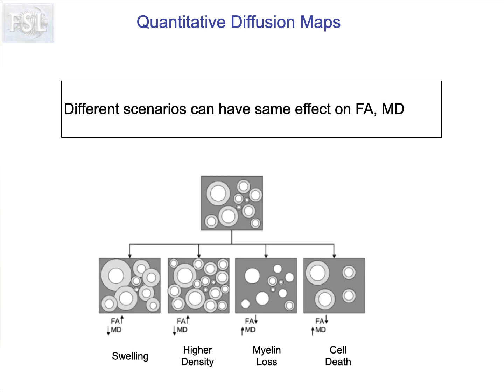But we must always be careful not to overinterpret our results, as these measures are a simplification of reality and an indirect measure of tissue microstructure. There are numerous changes in microstructure that could lead to similar changes in FA and MD. For example, an increase in FA and a decrease in MD could be caused by cell swelling or by increased cell density. Alternatively, a decrease in FA and an increase in MD could be caused by myelin loss or by cell death. So we just need to be careful how we interpret these metrics and not overinterpret what they mean about the microstructure.